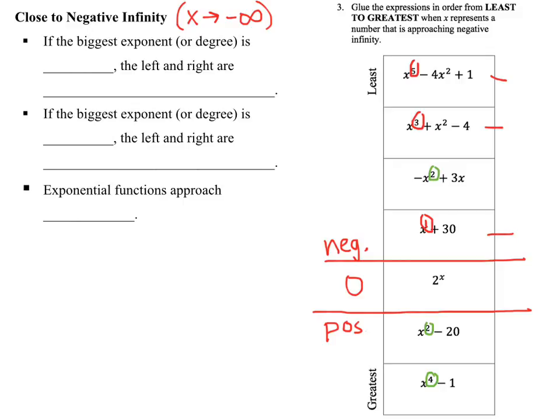So I'm going to say if the biggest exponent or degree is an even number, then the left and right sides of the graph are going to be either both positive or they're both going to be negative. However, if the biggest exponent is an odd number, then the left and the right sides are going to go in opposite directions.